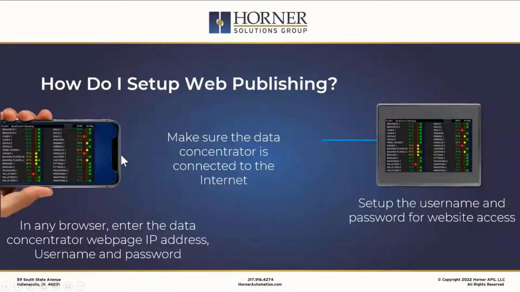So how do we do the web publishing part of it? It's pretty simple. That's all built into the data concentrator. All you need to do is connect it to the internet. And then there's a username and a password for the website access. And that's pretty much it. You set it up on the data concentrator end of it. Then on the remote device, you need to know the IP address of where you're trying to connect to and the username and password.